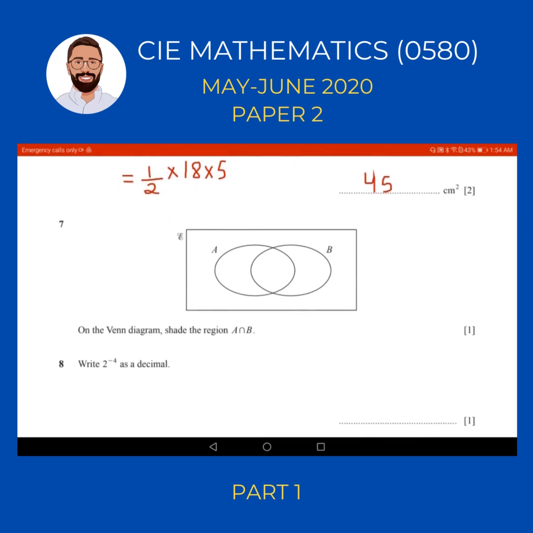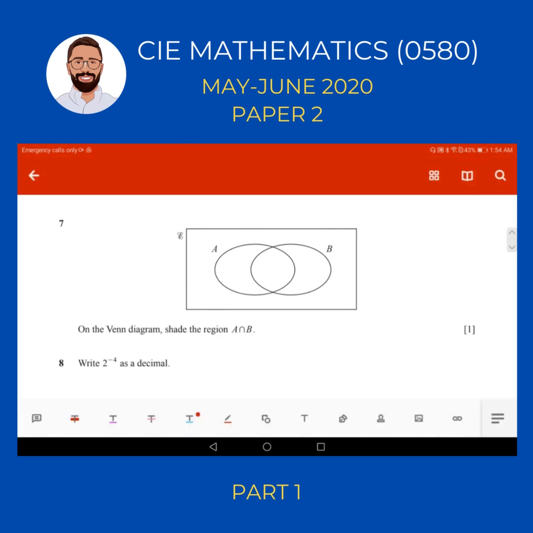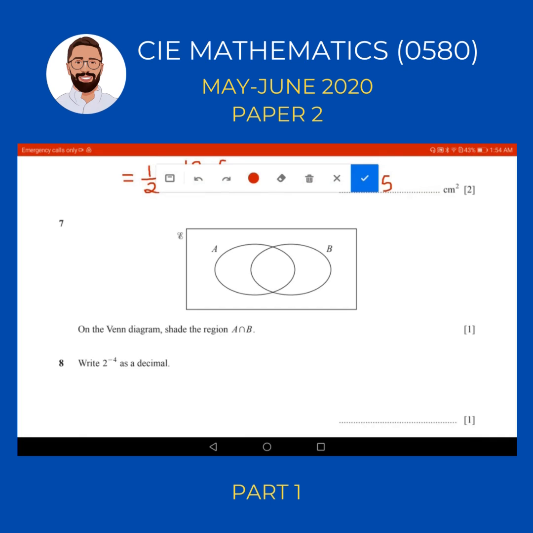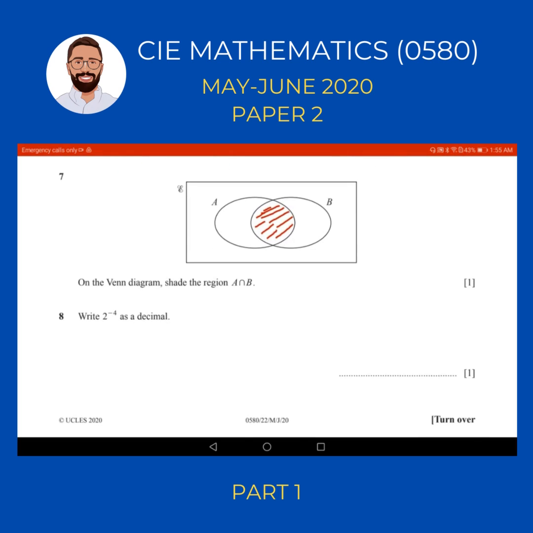Great. Now, in question 7, we are given a Venn diagram, and we are asked to shade the region A intersection B. So A intersection B, intersection means the common part. So the common part for the two sets A and B is the area in between, which is the area that I'm shading right now.